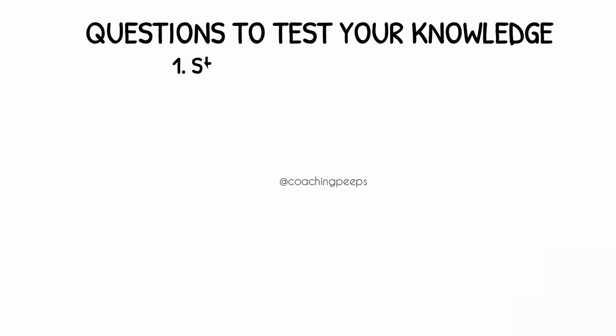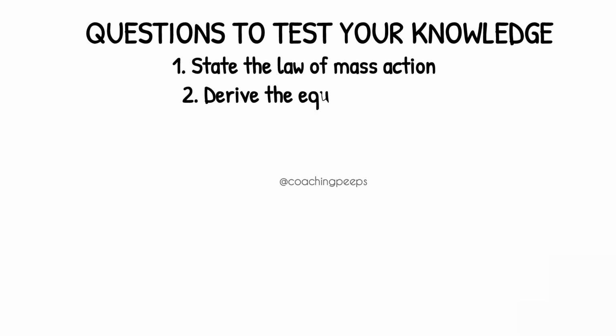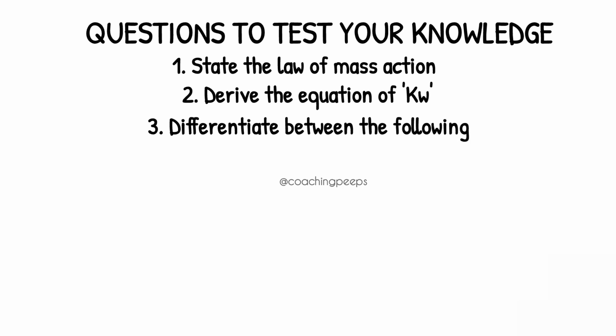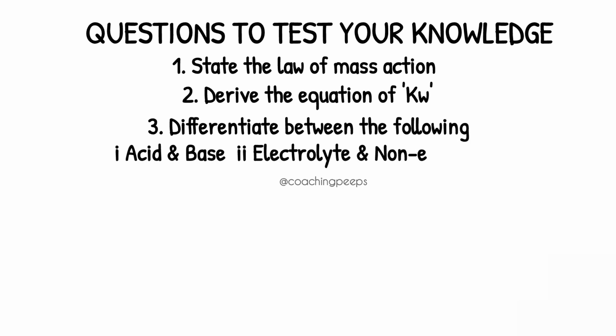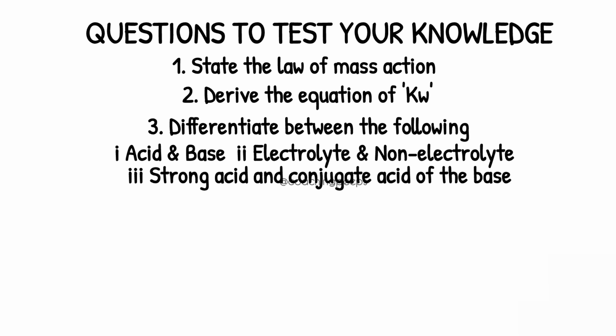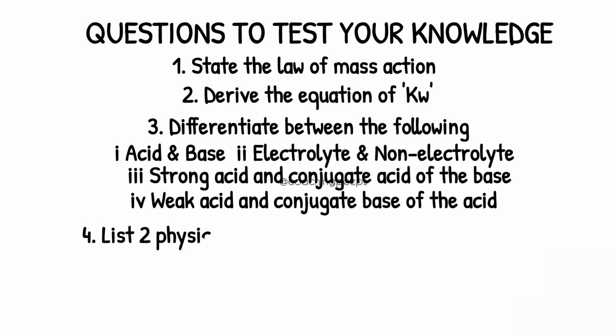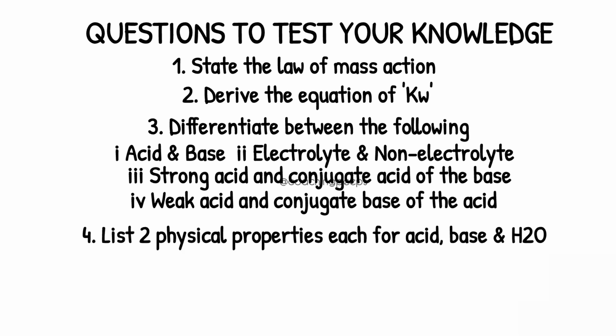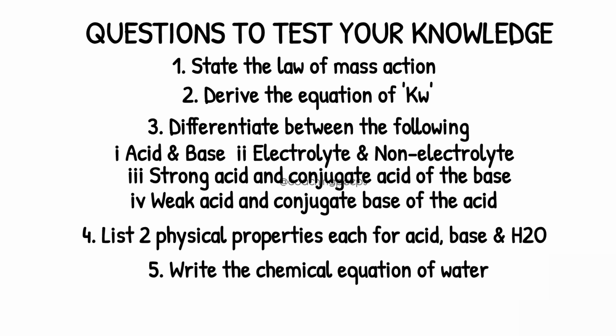Before you go, here are some questions to test your knowledge. 1. State the law of mass action. 2. Derive the equation for the ionic product of water. 3. Differentiate between the following: 1. Acid and base. 2. Electrolyte and non-electrolyte. 3. Strong acid and conjugate acid of the base. And 4. Weak acid and conjugate base of the acid. Question 4. List 2 physical properties each for acid, base, and water. And the last question, write a chemical equation of water.